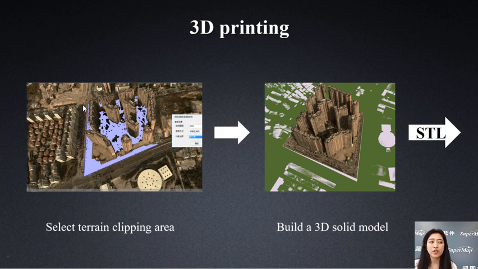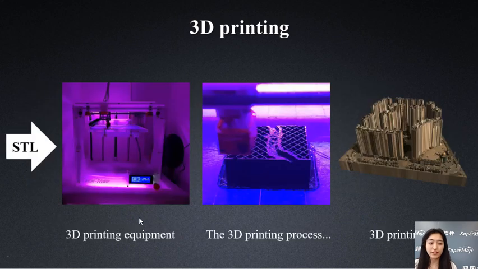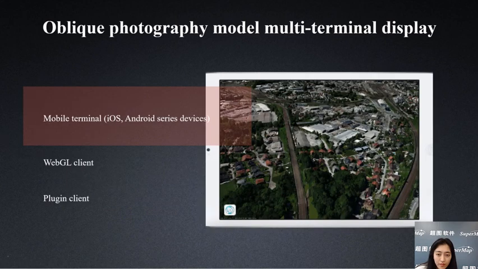We could use the oblique photography model and terrain data, and then we could select the terrain and clip the area and build a 3D solid model and convert it to the STL format and use this equipment to do the 3D printing, and it will export this solid model as a 3D printing result.